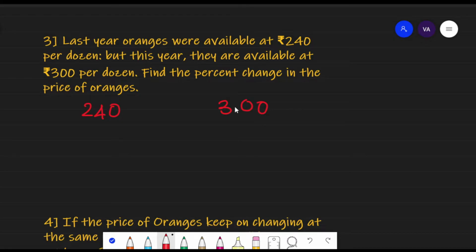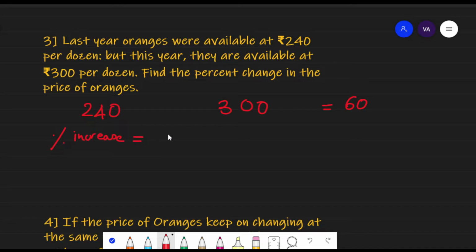So what is the change? Has it increased or decreased? Yes, the prices have increased. By how much? 300 minus 240, by 60 rupees. So here we have percent change, meaning when it is increased, we will use the percent increase formula because they have asked us percent change.